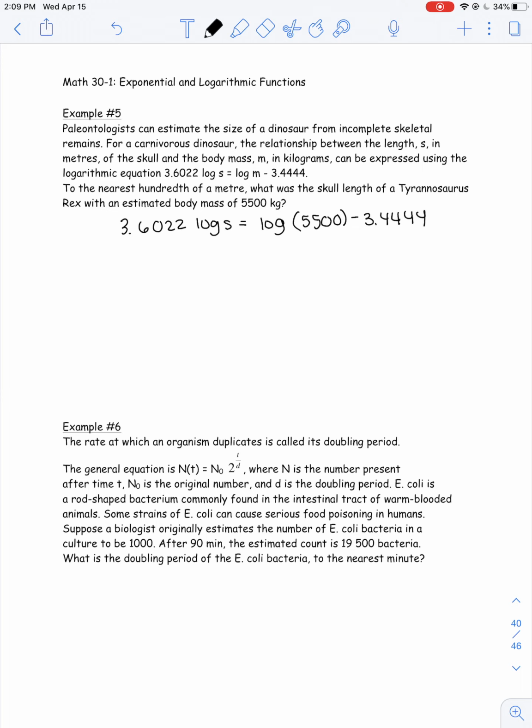So what I can do is I can put this all in my calculator. I can put the entire right side into my calculator. So in my calculator, I'm going log 5,500 minus 3.4444. And I get that the right side is equal to 0.29596. The left side still stays the same. Now we're going to divide both sides by 3.6022.